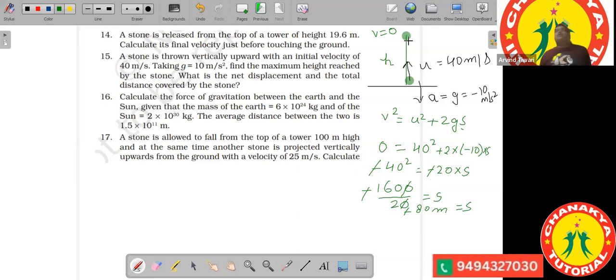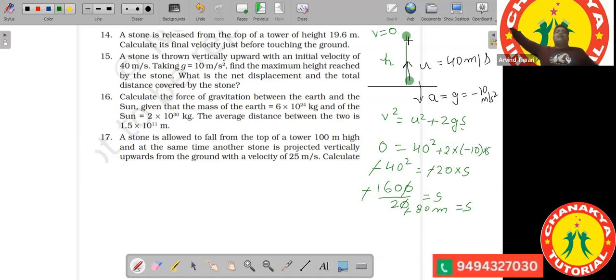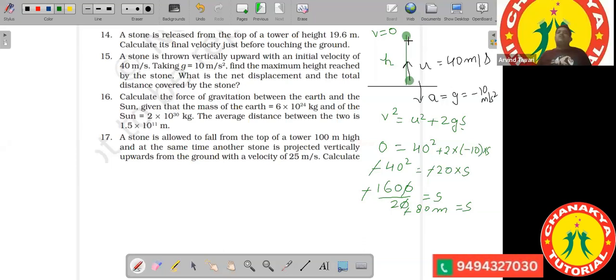So Orosmith, have you understood this problem? Yes, sir. Okay. Now from the top where it has reached 80 meter, will it remain there or will it fall back? It will fall back. Yeah, it will fall back, and when it falls back, again it will reach the ground with the same velocity, right?